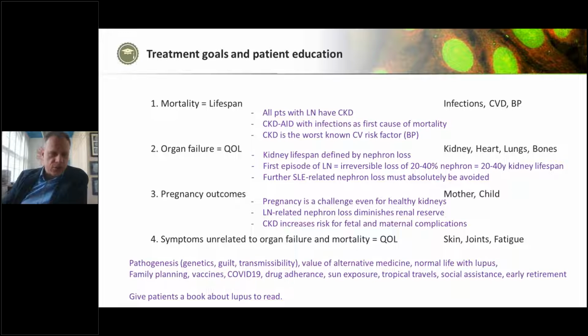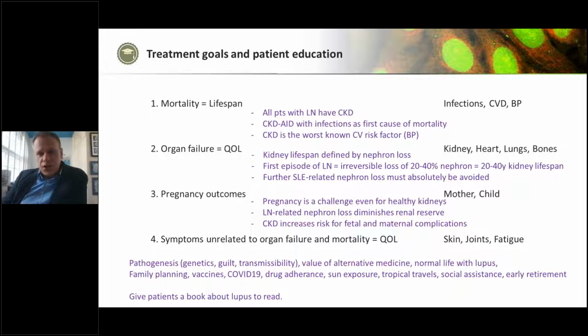This involves questions of genetics, guilt, and transmissibility of the disease; advising them to avoid alternative medicine that could be harmful; educating them that they can, or should, live a normal life with lupus; advising about family planning and the vaccines. Now COVID is a big issue. Drug adherence is a major concern in treating these patients, as are sun exposure, travel to tropical countries, and so on.